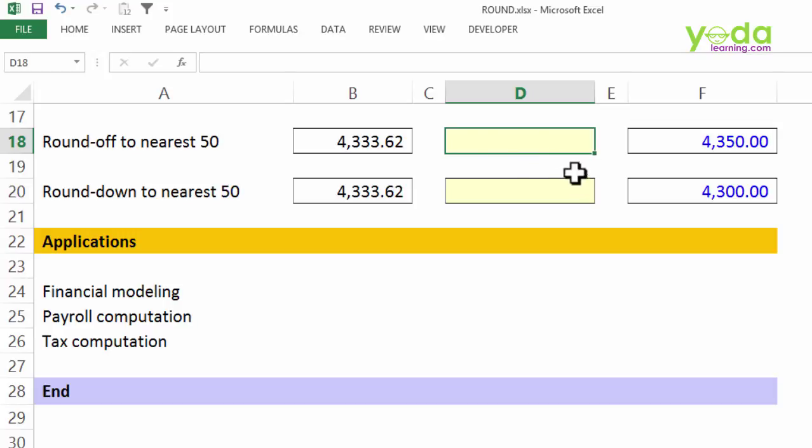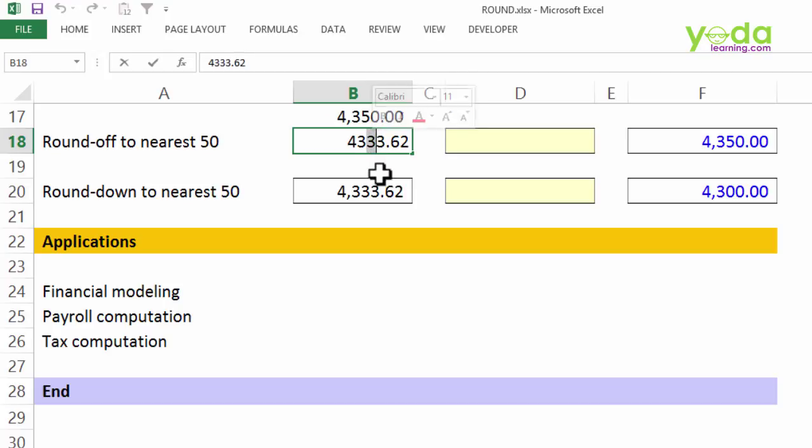Now, if you were to do this manually, you would have perhaps given this answer 4350, correct? Why? Because 4325 is the middle point between 4300 and 4350, and you've already crossed that. Hence, 4350 is the answer I would have taken. In case the number would have been 4313, then the nearest 50 would have been what? 4300? So that's the intended objective.